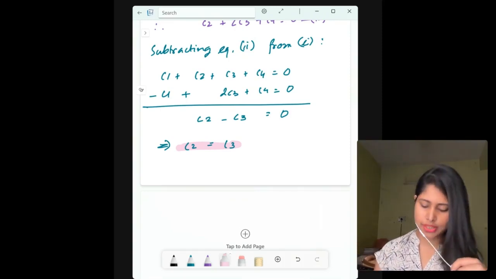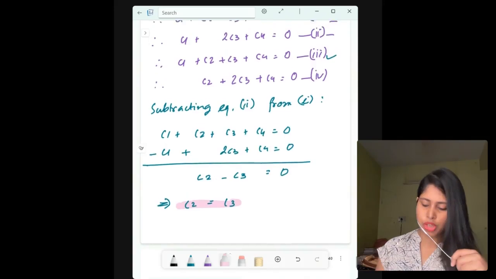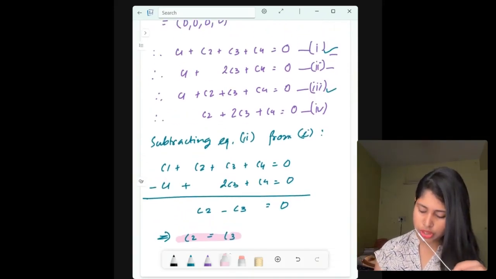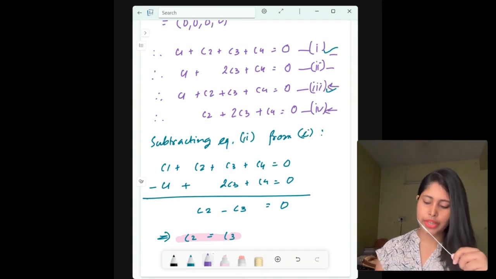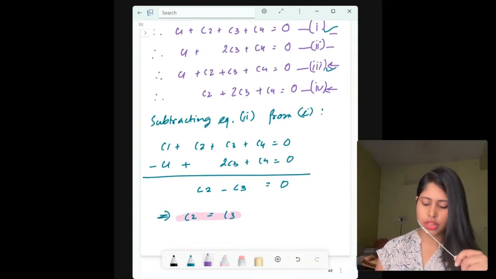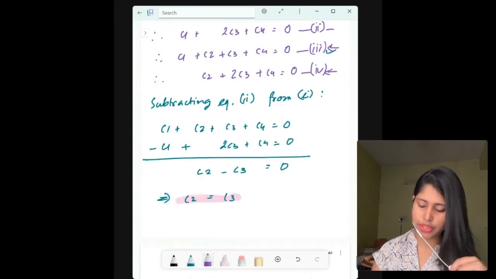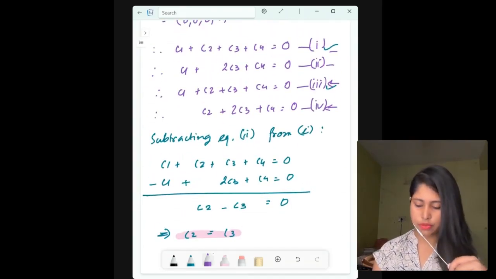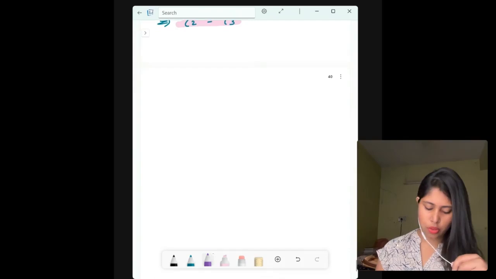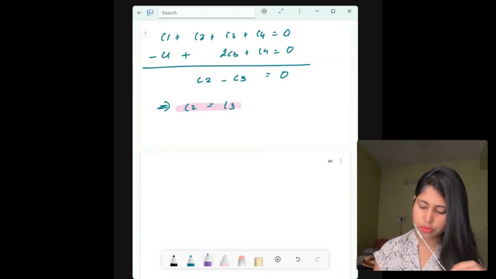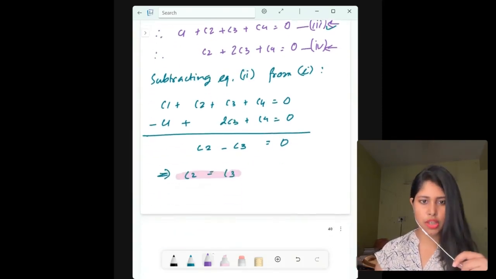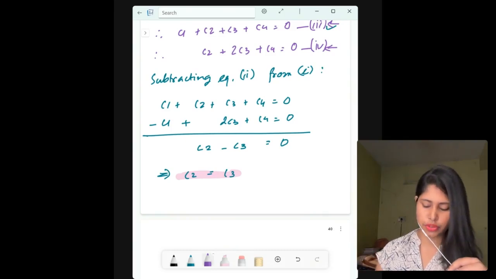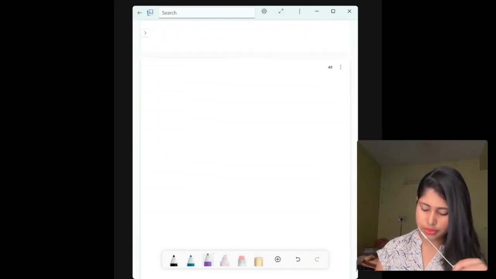Now coming to the next part. What can we do next? We can subtract equation number 4 from equation number 3, right? Then we will also get a relation, this time between C1 and C3, because C4 will get cancelled. So let us see how we get it.